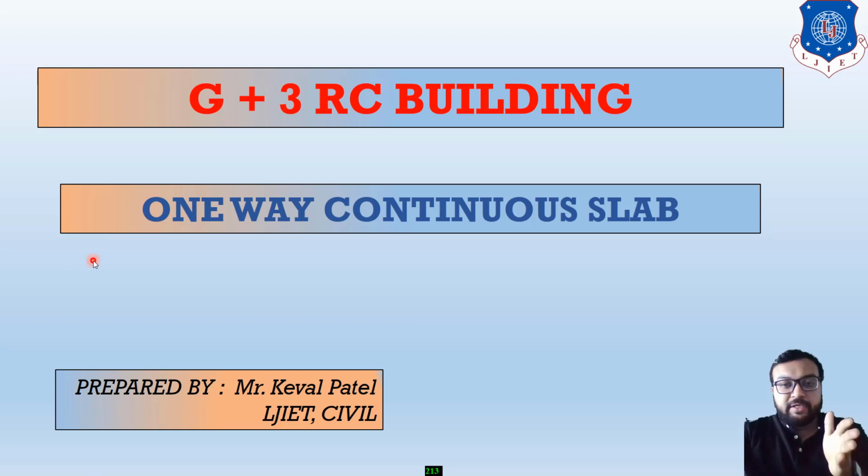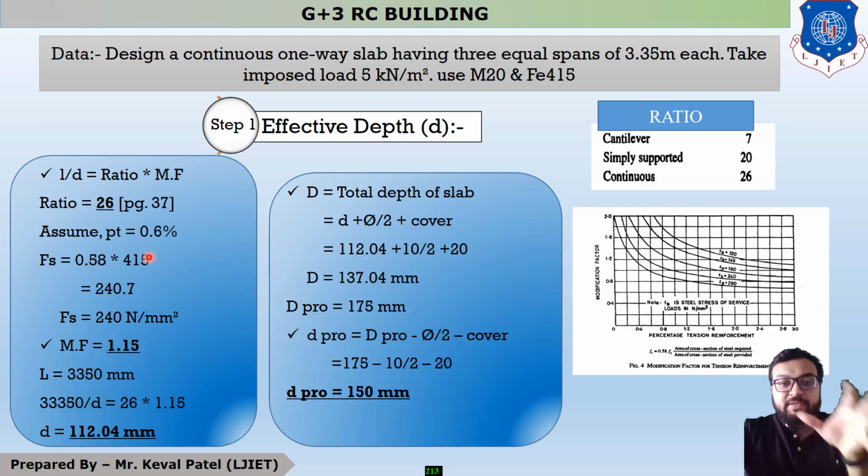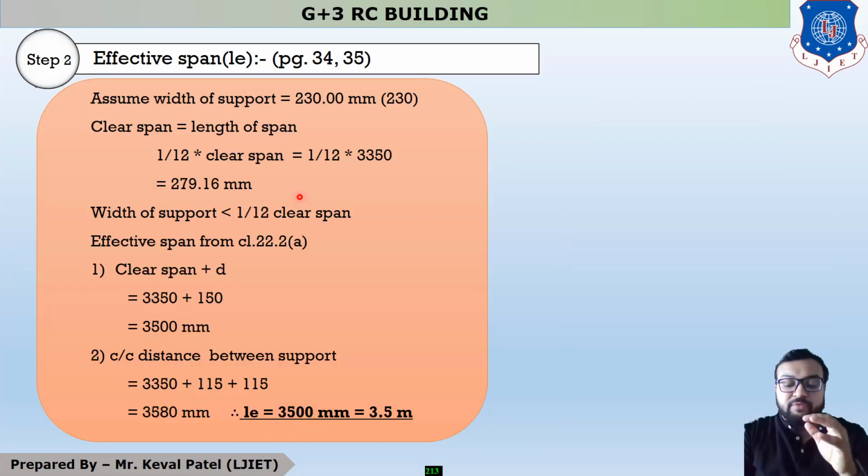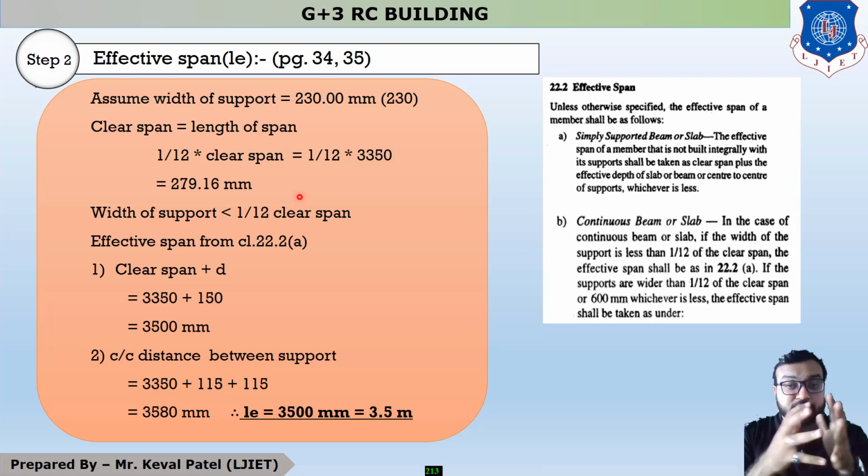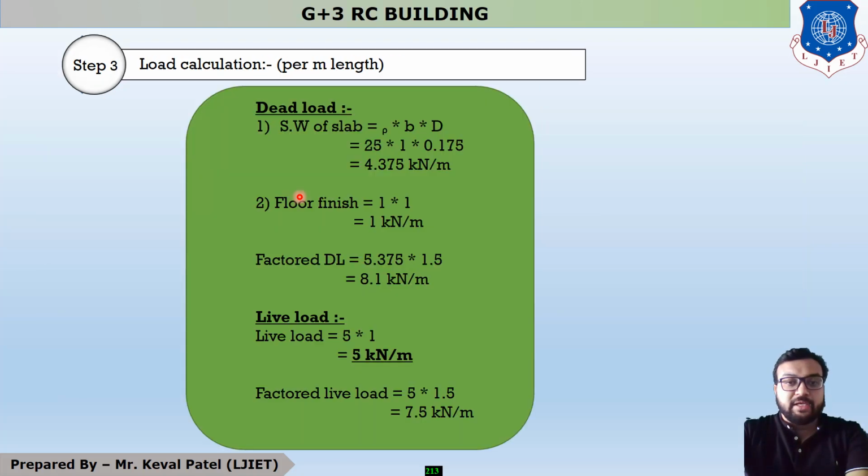You all know that whenever we have to find the effective depth, we find it from page number 37 and page number 38. This was our first step in our last lecture, and after that we discussed our second step, which is the effective span. So in the last lecture we discussed the effective span and effective depth. Now we are moving further to our third step, which is the load calculation.